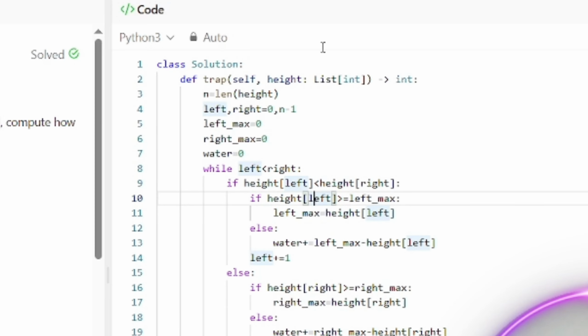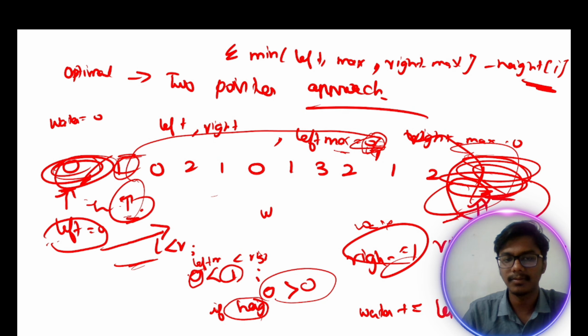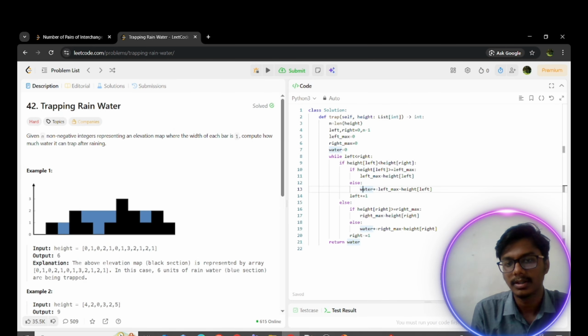If height of left is greater than the left max we have initialized, which is now 0, then I just simply reinitialize the left max. If this condition fails, I just simply do left max minus height of left, which gives me the summation of water. We have discussed this, right? So now water plus equal to 4 minus 2. After doing all those things, I'm just simply incrementing the left pointer by 1.